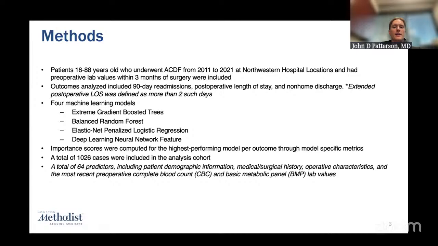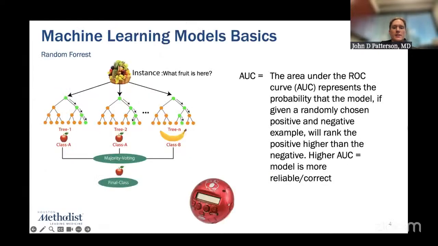Their definition of extended postoperative length of stay was 2 or more days. They looked at 4 different machine learning models and compared those: extreme gradient boosted trees, balanced random forest, elastic net, and deep learning neural network. They computed the importance scores of all these models and compared them. And then they looked at a total of 64 different predictors that included patient demographics, labs, surgical history, operative time, things like that.